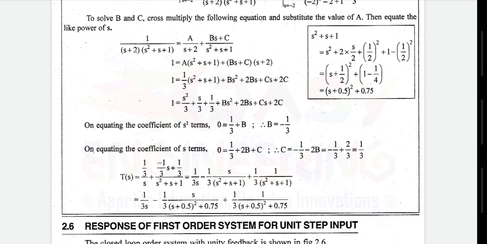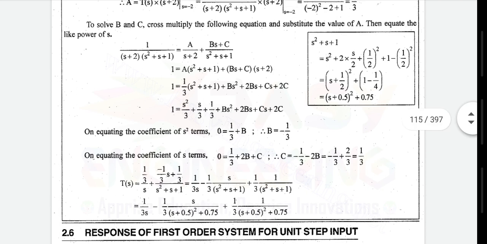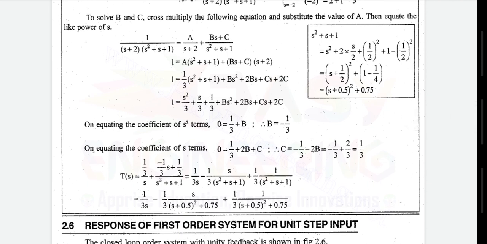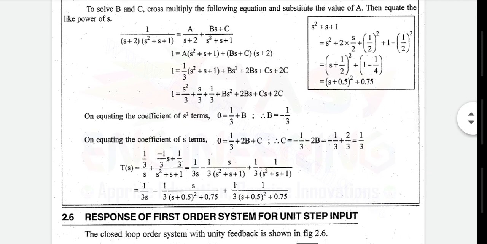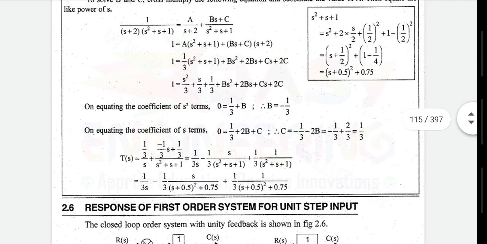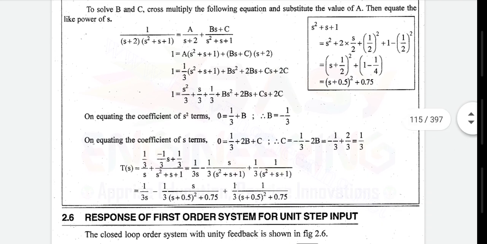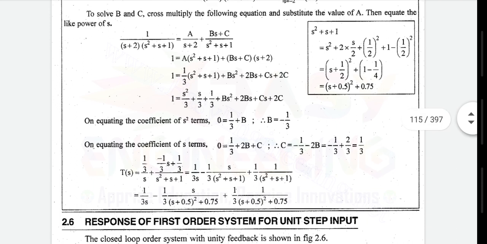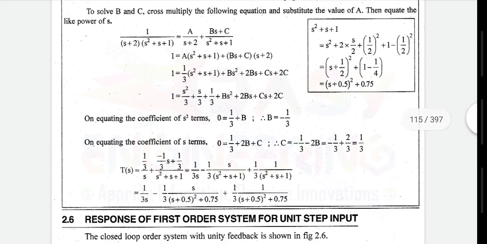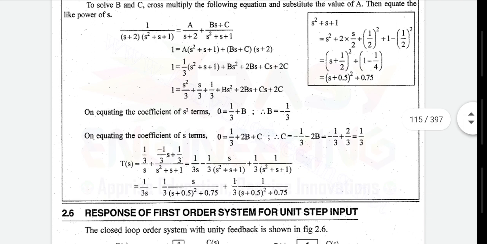Now equating the values, see here, multiplying the values: a into s square plus s plus 1 plus bs plus c into s plus 2, that is equal to 1. We are taking the LCM. So you know the a value now. Substitute the a value here.